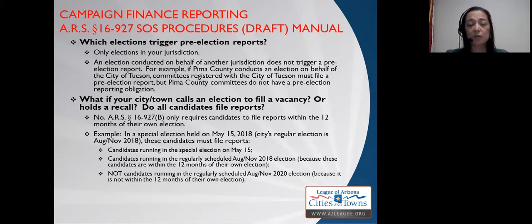And then your candidates who are running in the regularly scheduled election this fall, they also would have to file those pre-election reports because they're within 12 months of their own election cycle. They started reporting back in January, and so they're within that 12 months. But candidates who are running, let's say in August, November 2020, they are not within the 12-month period for reporting, and so they would not have to file any pre-election reports for a special election.